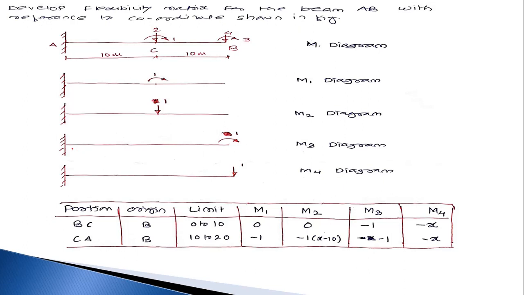Then next, remove all forces and just take coordinate number 3, that is the moment at the free end. And last one, just take a unit load at the free end. These are called the M1, M2, M3 and M4 diagrams.